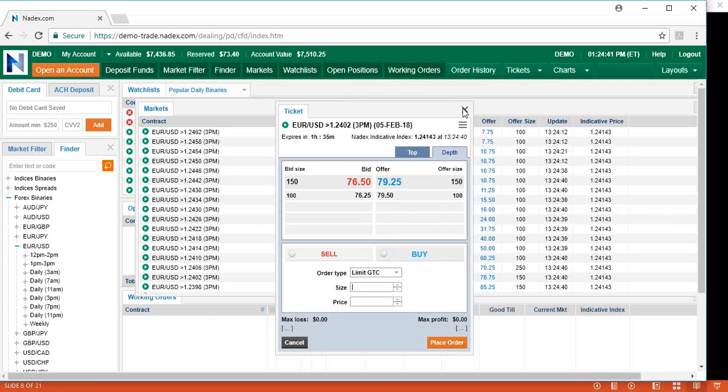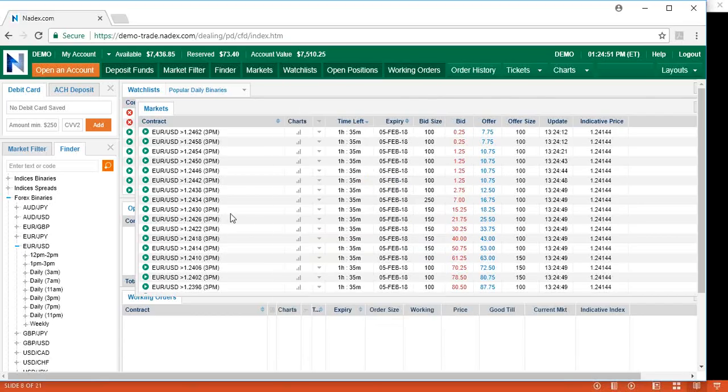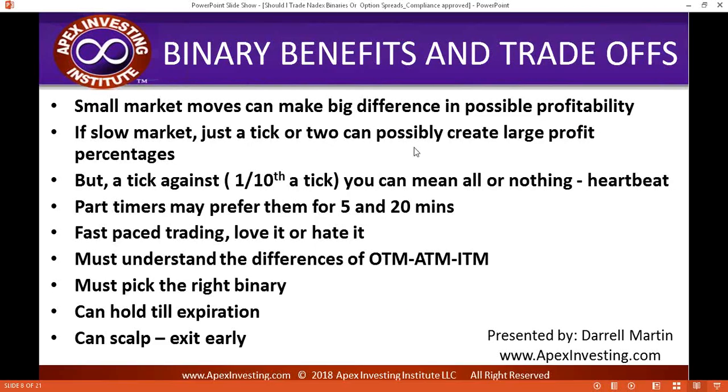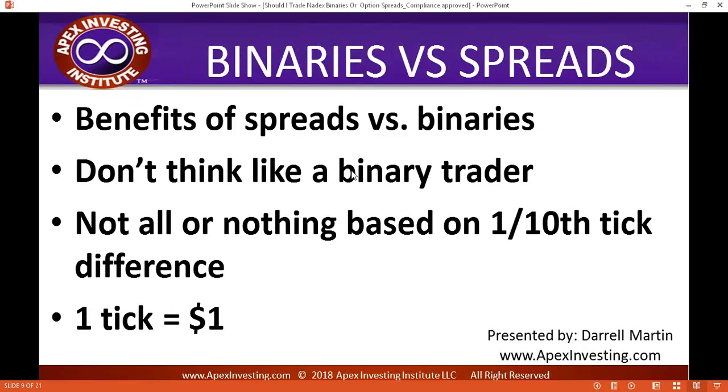So when you're not expecting or needing a lot of movement, these binary options could be a great opportunity for you, okay? But again, just one tick difference can mean the difference between full profit or full loss of what you have available to you there. So that's just an overview of some binary benefits and trade-offs.